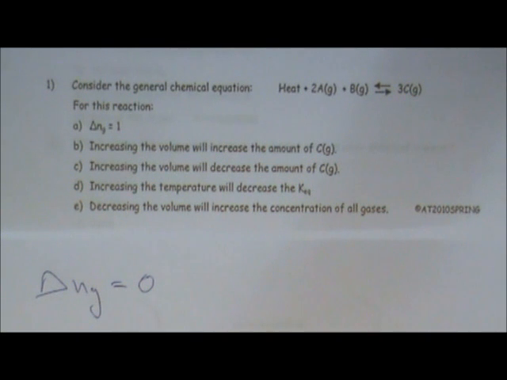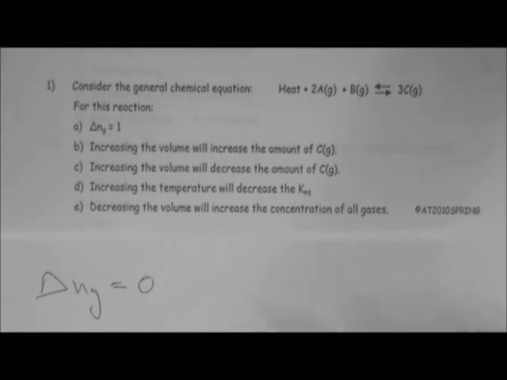And then it says decreasing the volume will increase the concentration of all gases. Well, that's true. If you decrease the volume, all the concentrations will increase. Do you agree with that? The position of equilibrium is going to stay the same. The relative amounts in moles, in grams, are going to stay the same. But the concentration is going to increase, because you have less volume. Why does the equilibrium constant not change? Because delta ng is equal to 0, and the volume will go away again. So by changing the volume, the position of equilibrium is not going to change.